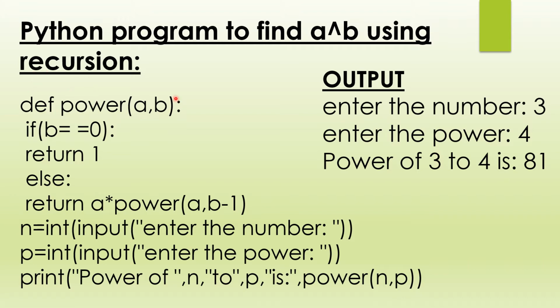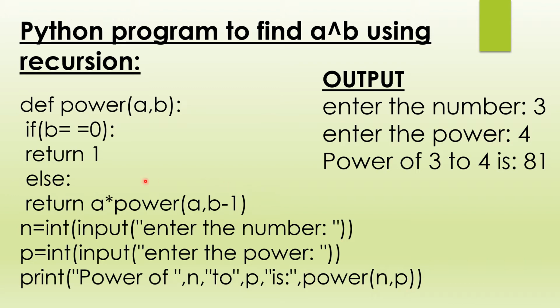So here we are defining the power function. a is the base and b is the power. These are the parameters a and b. If b is equal to 0, that is if the power is equal to 0, then everyone knows that anything to the power 0 is 1. So it will return the value 1. Else return a into power(a, b minus 1).